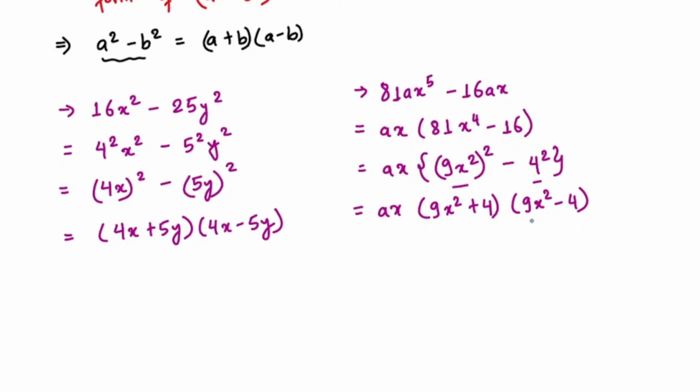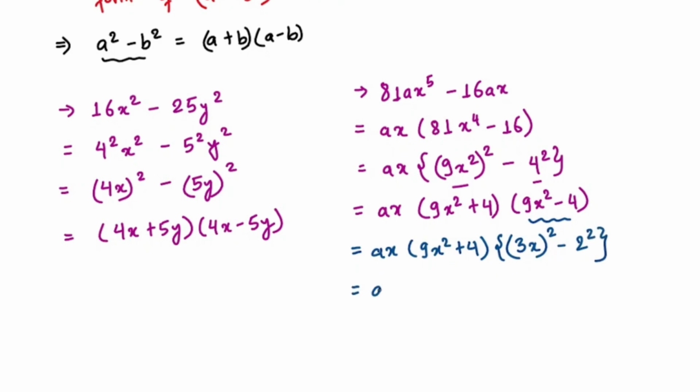Now it's not over yet, okay? We can still factorize this part here, okay? So let's see. We have ax, and then we have 9x square plus 4, right? So again, I'm going to turn this into curly brackets so that I can put another bracket inside, okay? 9x square is the square of 3x, okay? 3 square is 9, x square is x square, right? Minus 4 is the square of 2.